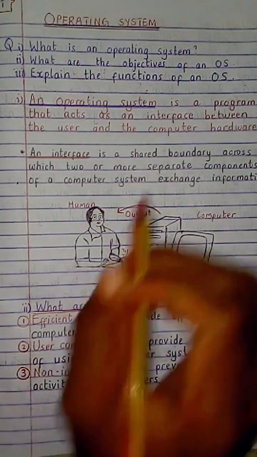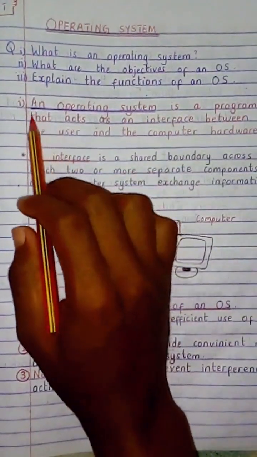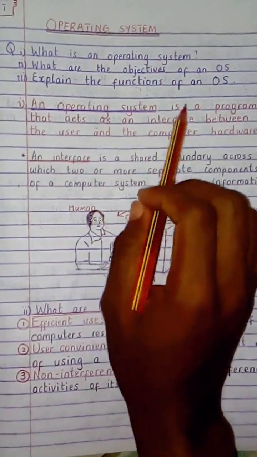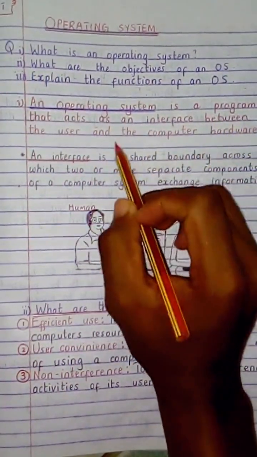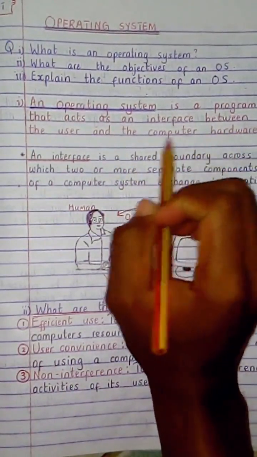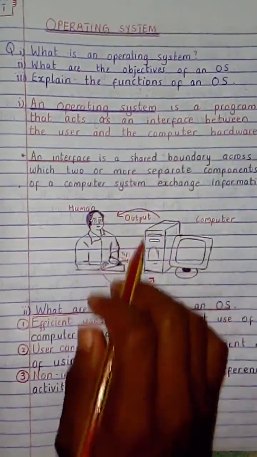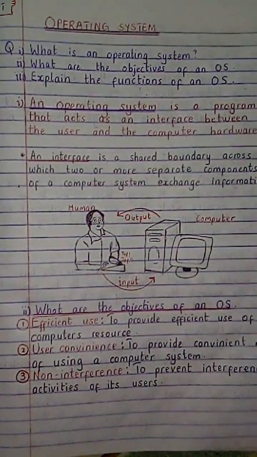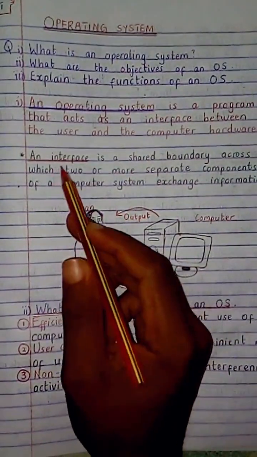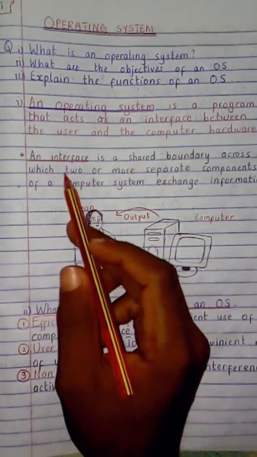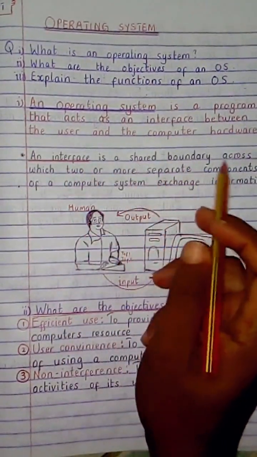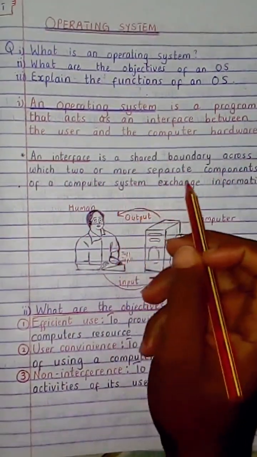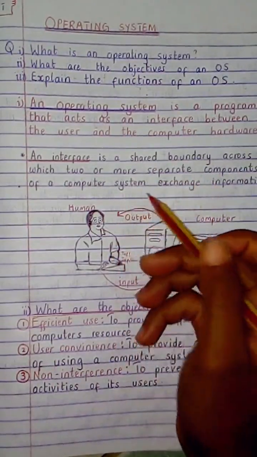And the definition is right here. As you can see that an operating system is a program that acts as an interface between the user and the computer hardware. And it is important to note down what an interface is. That's why I did my research and I came out with what an interface is. And as you can see, an interface is a shared boundary across which two or more separate components of a computer system exchange information.